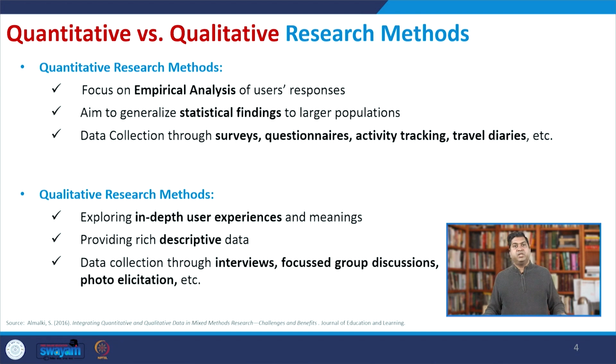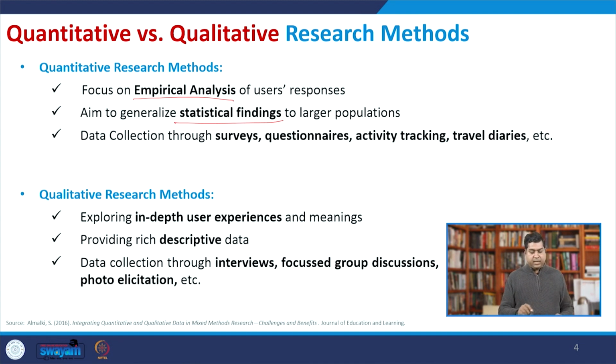Now for behavioral research, again we can do it both ways. We can go ahead with the quantitative research method, or we can also use the qualitative one, or sometimes if required, as we already discussed, by this time you know that even with a mixed method we can do excellent research. So in quantitative research methods, mainly the focus is on empirical analysis of the user responses, and the aim of quantitative research is to generalize the statistical findings to a larger population, which is possible.